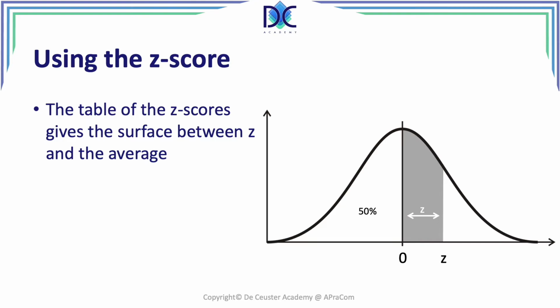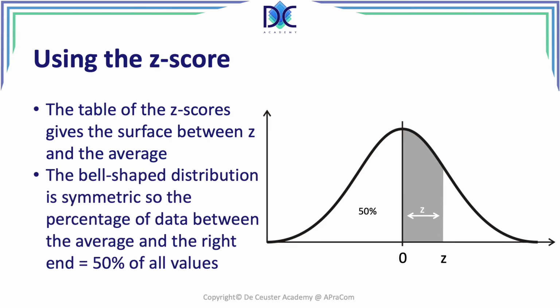So when we see that the z value, z equals 0, gives you a percentage of 50%, then we are measuring everything from z to the left. So we have the surface that is gray here plus the 50%. You have to recognize the different types of table and find out what is happening here.